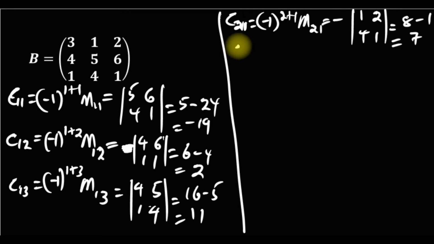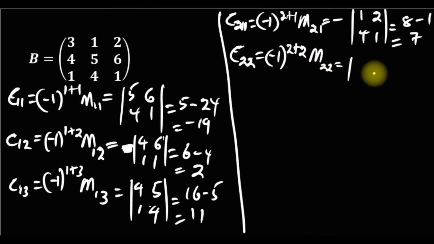So the next one, C22, is minus 1 to the power 2 plus 2, M22. So this is second row, second column: 3, 2, 1, 1. So which is 3 minus 2, which is 1.